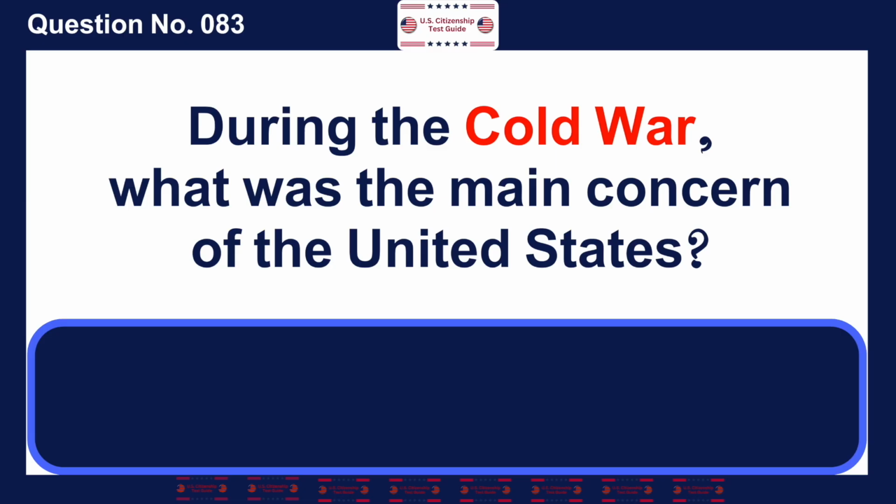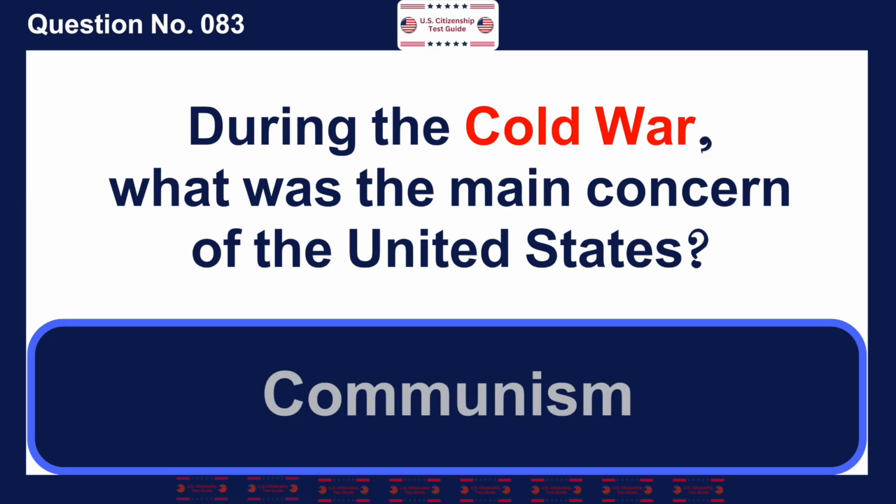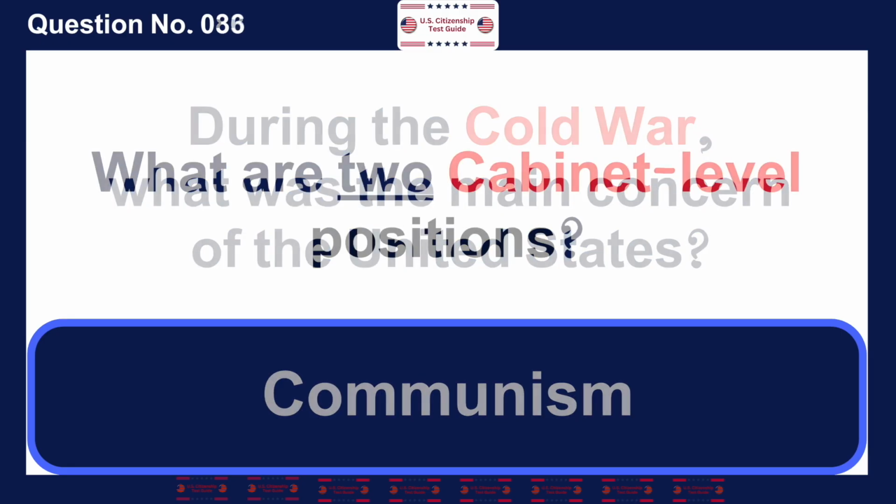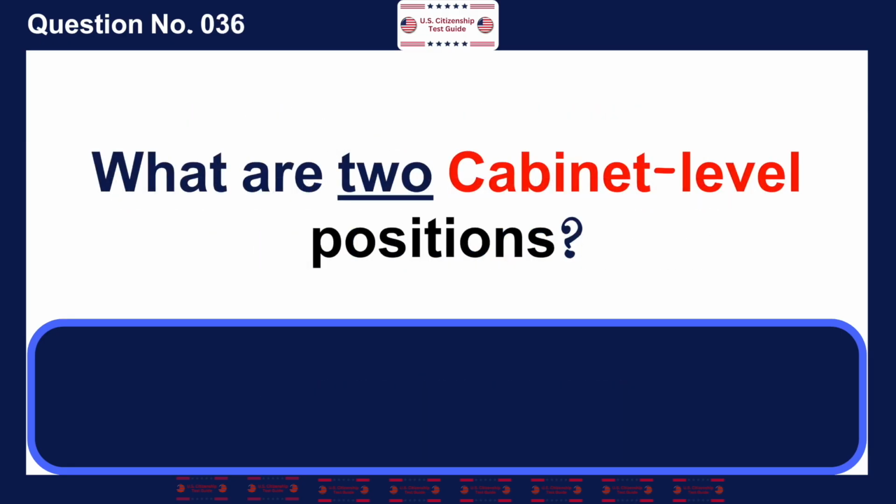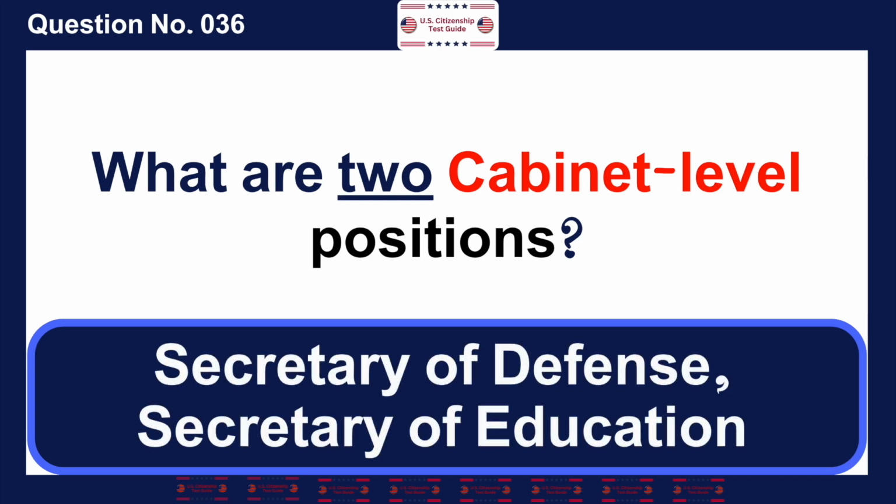During the Cold War, what was the main concern of the United States? Communism. What are 2 cabinet-level positions? Secretary of Defense. Secretary of Education.